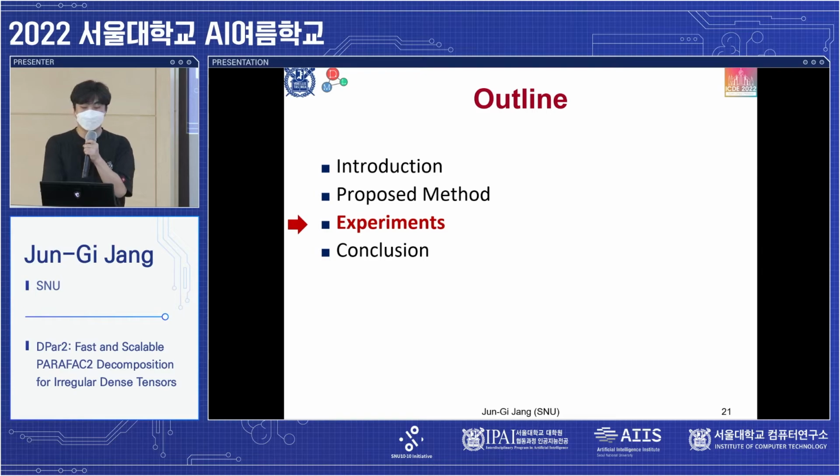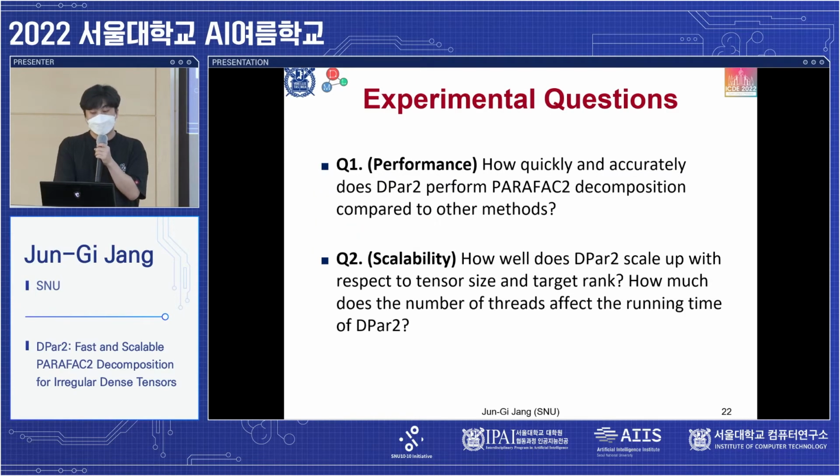Now let's move on to the experimental section. We answered the following two questions in the experimental section. The first question is about performance. How quickly and accurately does DPar2 decompose a given tensor compared to other methods? The second is about scalability. How well does DPar2 scale up with respect to tensor size and target rank? And how much does the number of threads affect the learning time of DPar2?